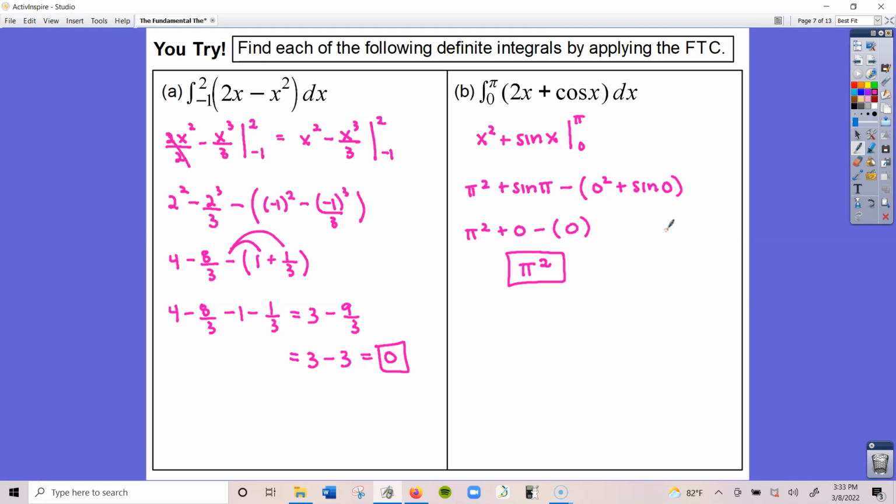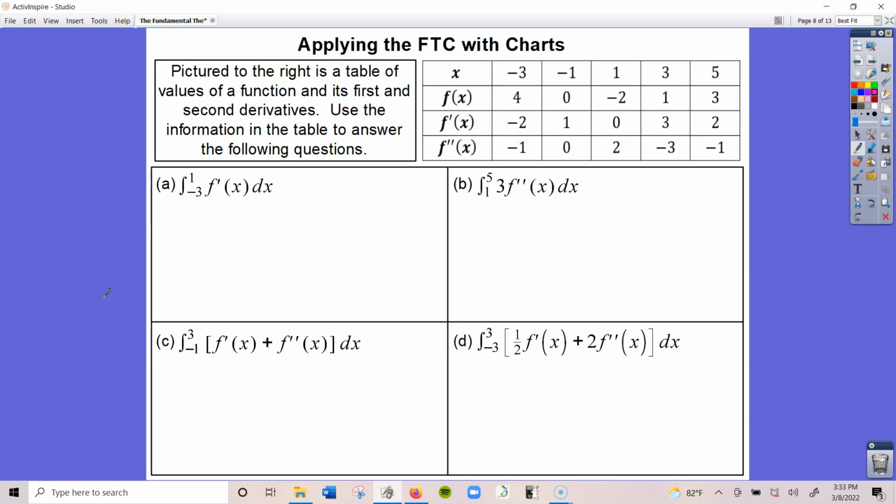Now let's have a look at how we would apply the FTC using charts. So here we have a chart of values. We have several x's, and then we have the function values for f of x, f prime, and f double prime. So if we're going to use the FTC, keep in mind here that when we integrate f prime of x, this is going to equal f of x. And because this is a definite integral, I don't need to put the plus c, but we are going to evaluate that from -3 to 1.